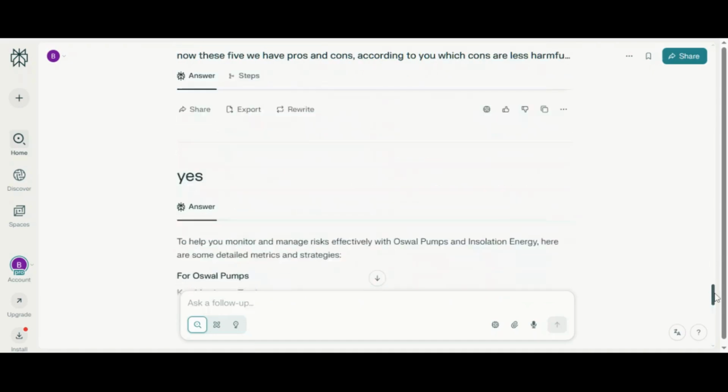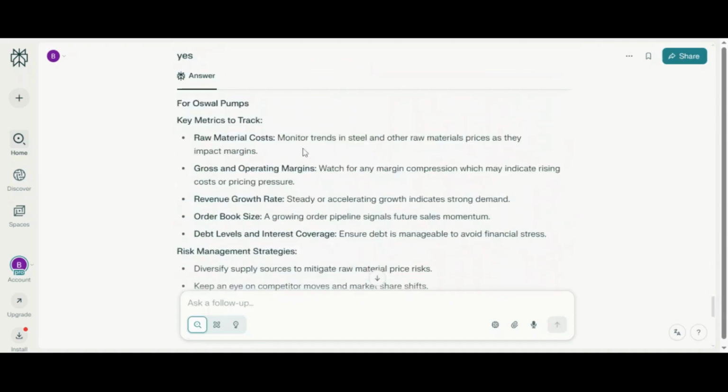So let's see what it has answered. Metrics to monitor: trend, gross operating margin. Okay, it is not showing numbers, but it is just showing us this.